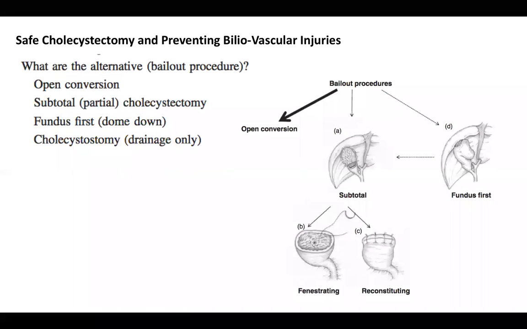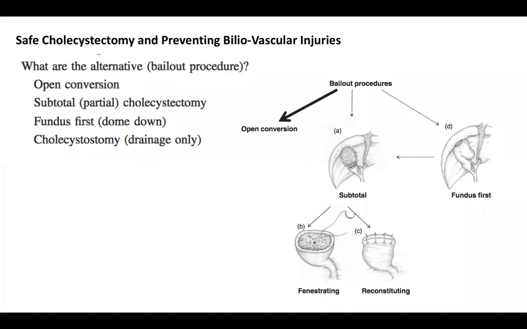What are the bailout procedures? One, convert to an open. Two, do a subtotal or a partial cholecystectomy. Now, there is a difference between a subtotal and a partial. A partial is where you remove the gallbladder, leaving behind a larger gallbladder stump. A subtotal, by definition, is where you leave the posterior wall of the gallbladder behind. In subtotal, there are two types you can have. In partial, there are two types.